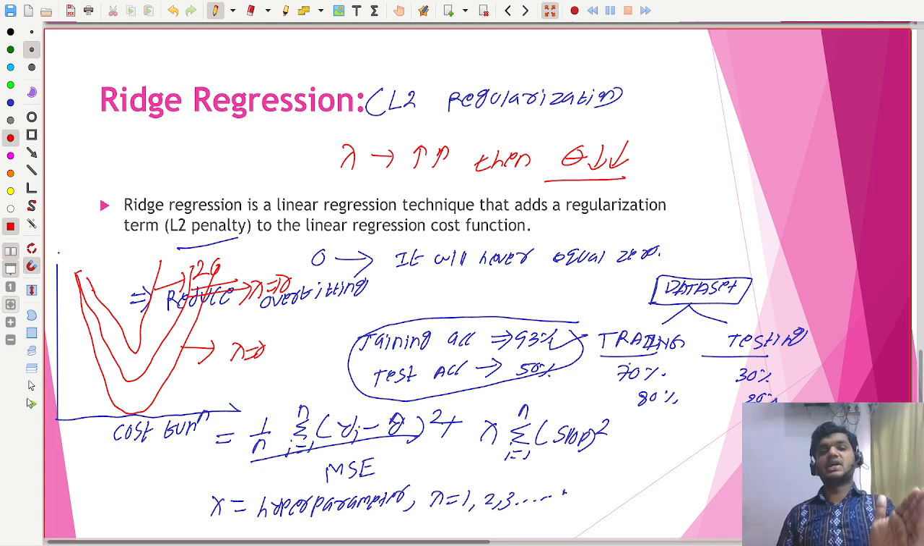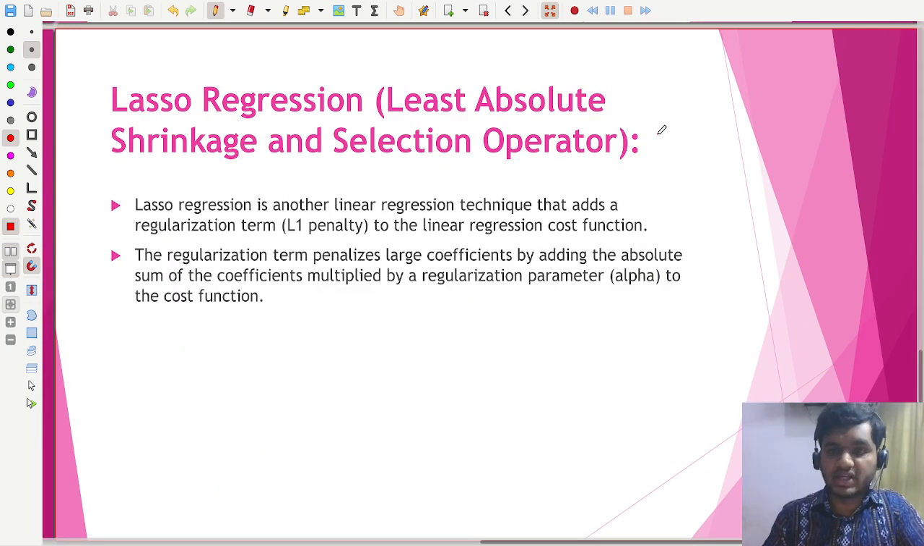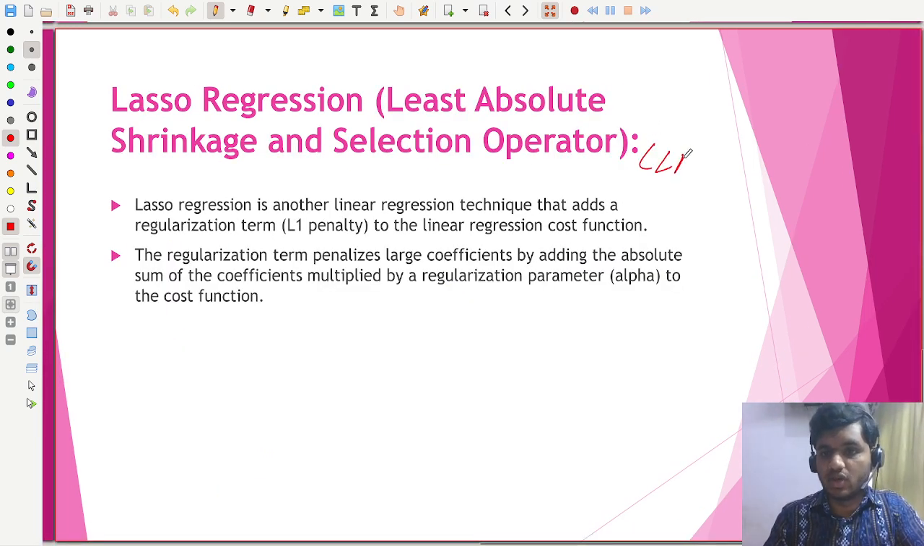So now we will discuss lasso regression, that is L1 regularization.